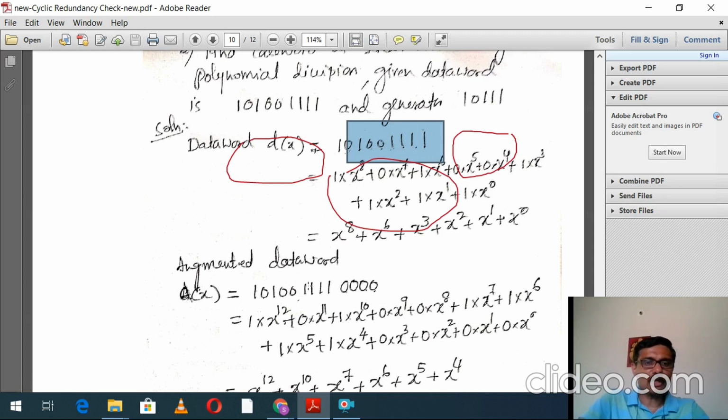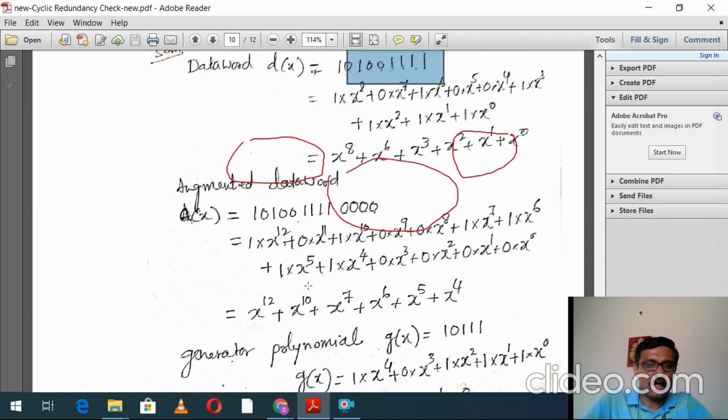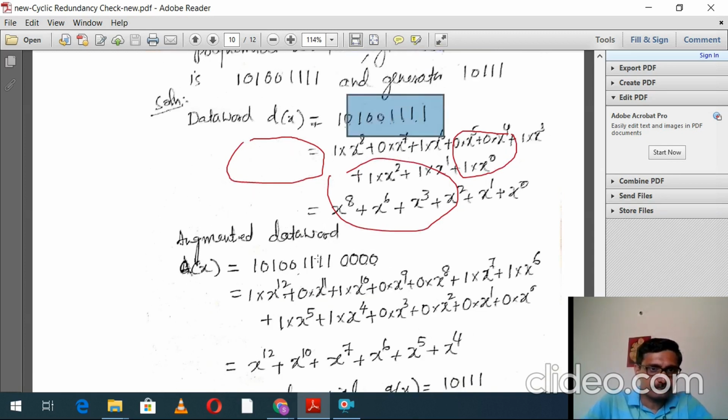And we form the augmented data word. As we mentioned earlier, how do you form the augmented data word? You have a data word, and how many zeros to be appended here? 4 zeros. Why 4 zeros? Because there are 5 bits in the generator here. So therefore 1 less than that. So 4 zeros to be appended.